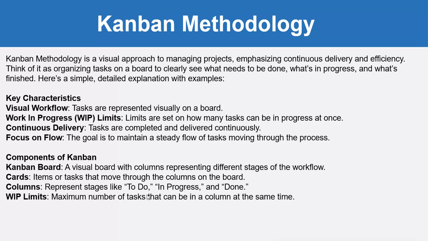The components of Kanban are the Kanban board, a visual board with columns representing different stages of the workflow. There are cards, which means items or tasks that move through the columns on the board. Columns represent stages like to do, in progress, done. WIP limits are the maximum number of tasks that can be in a column at the same time.